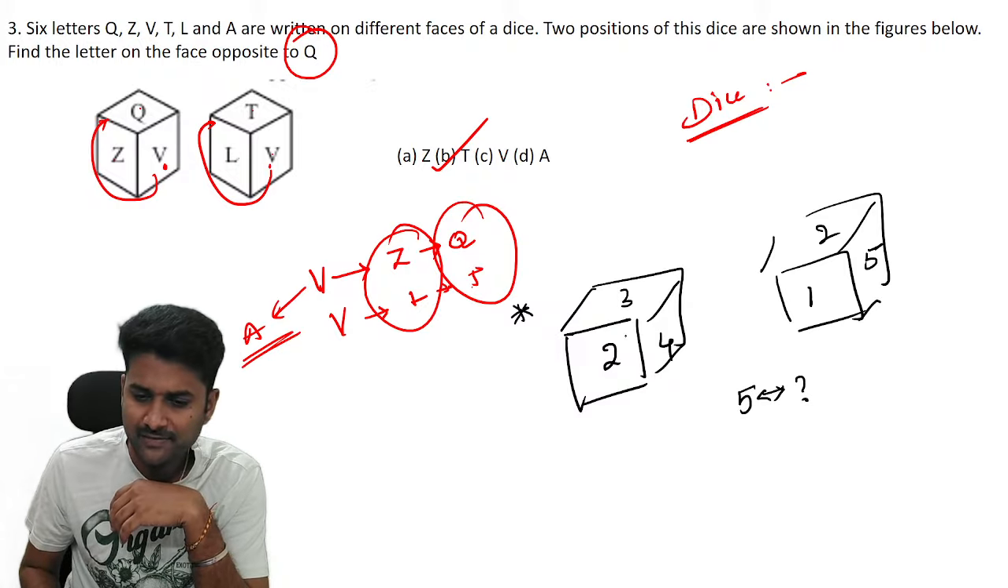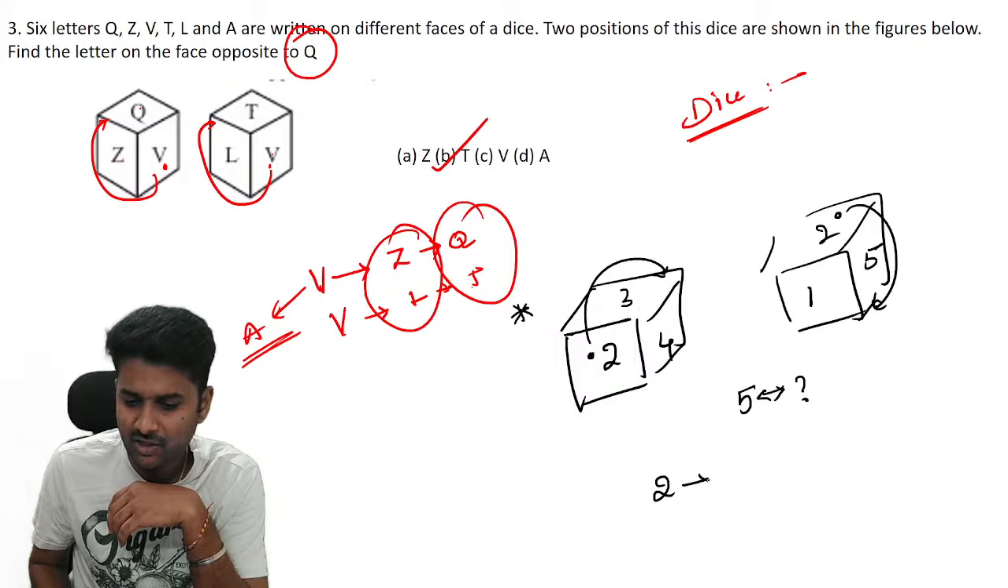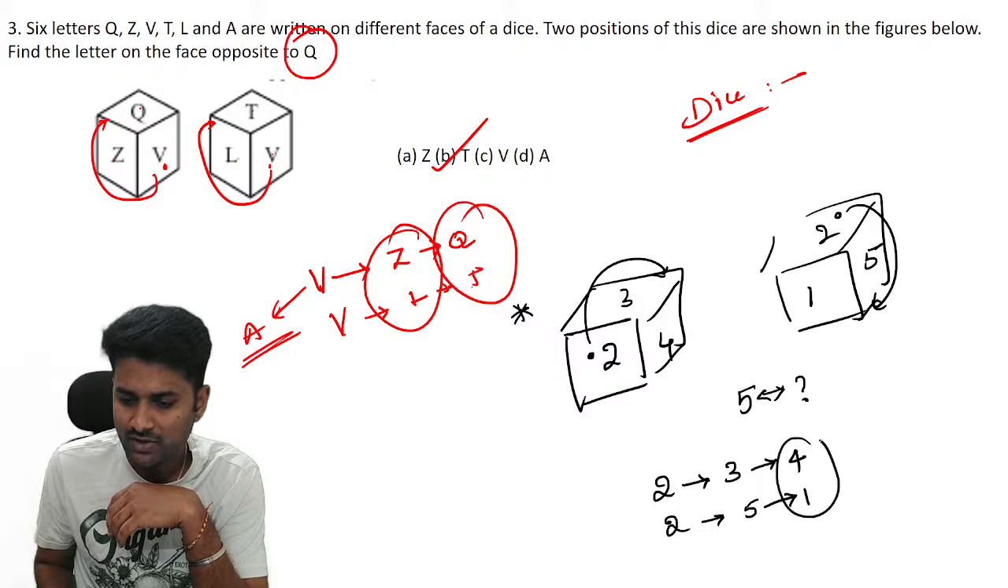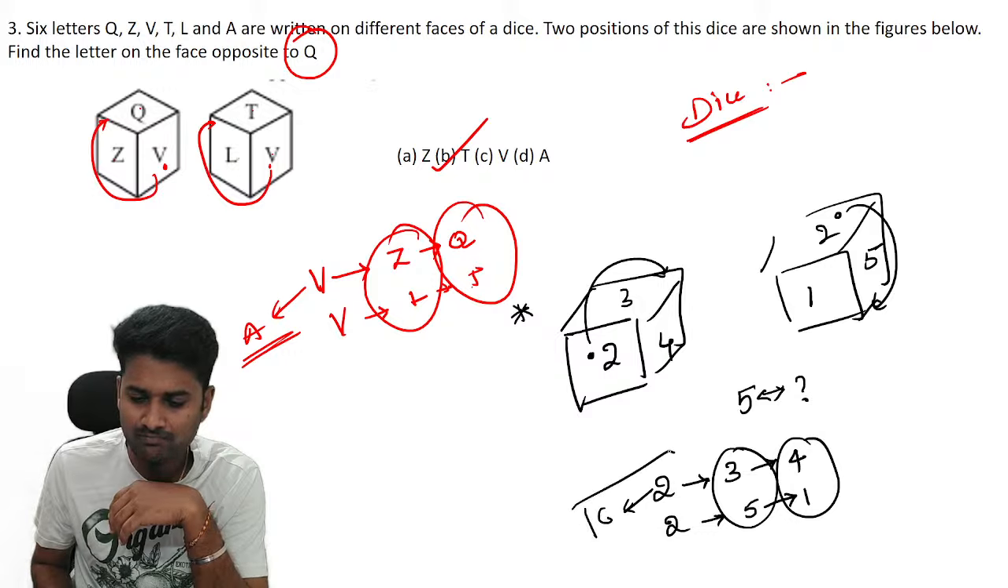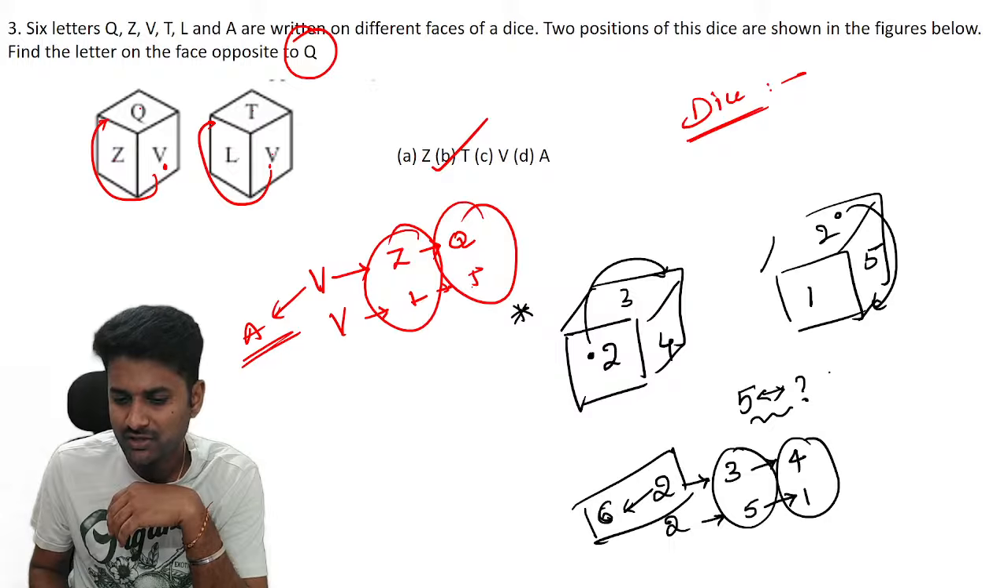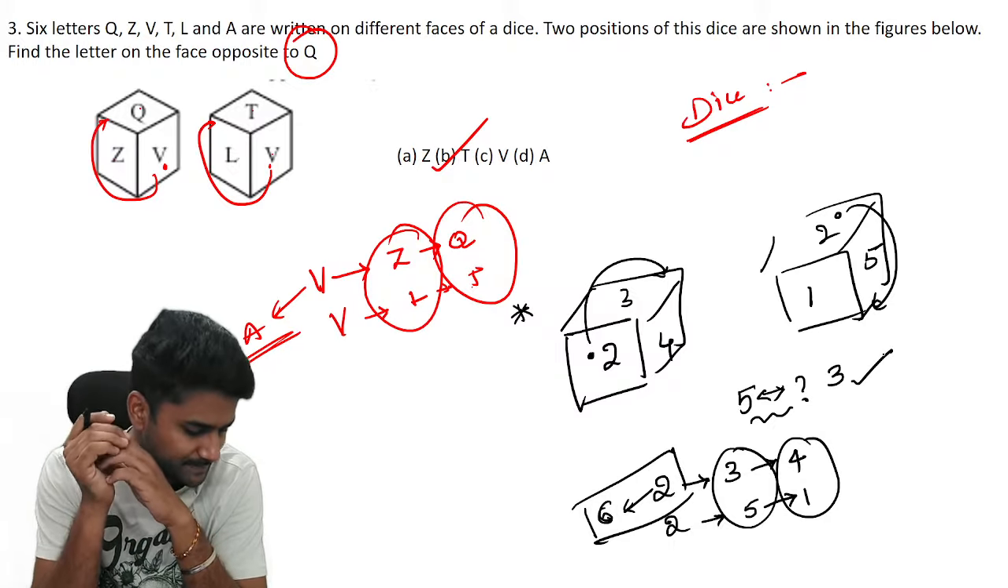Now see, observe that here 2 is common in both the faces. If any face is common, consider the clockwise notation. 2, 3, 4 is the same as 2, 5, 1. So here 1 and 4 are opposite, 2 and 3 are opposite, and 3 and 5 are opposite, and 2 and 6 are opposite. According to the question, 5 is opposite to 3.